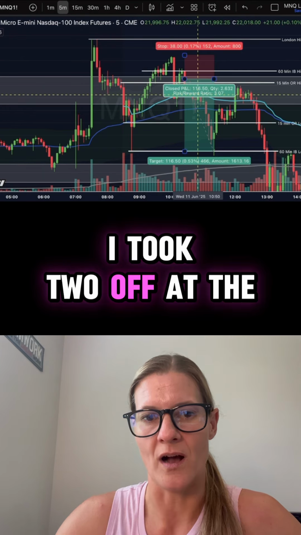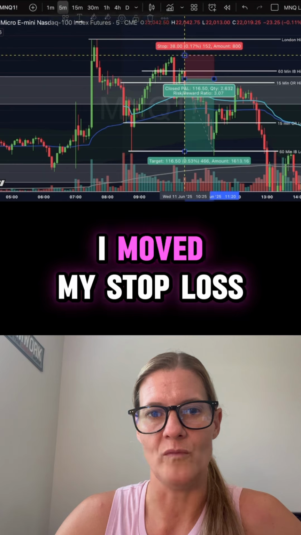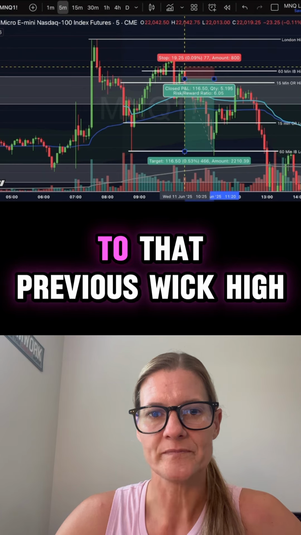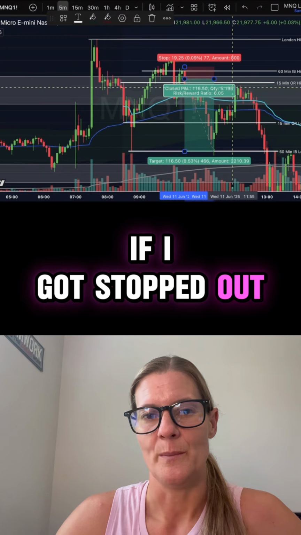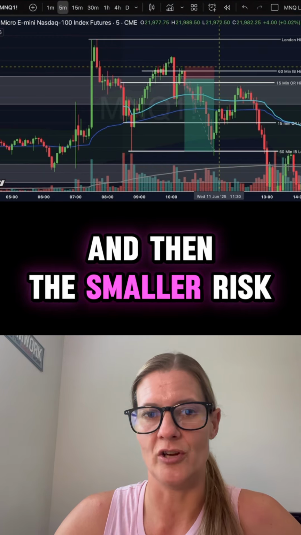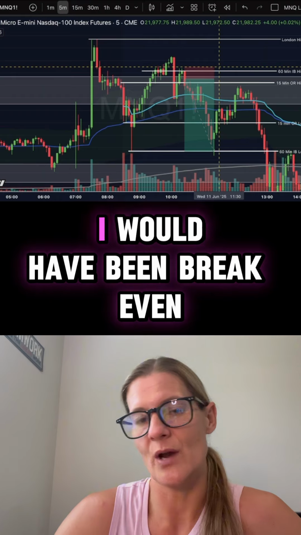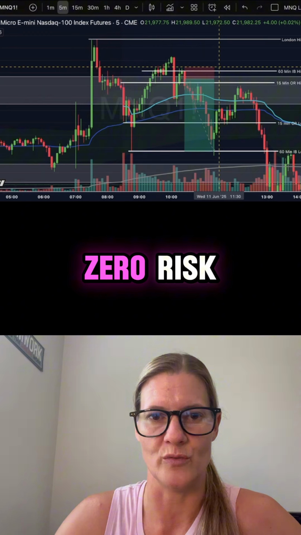I took 2 off at the first VWAP. And then at that point, I moved my stop loss to that previous wick high. So now if I got stopped out, between the profits that I had already taken and then the smaller risk on my stop loss, I would have been break even. If I was wrong on the idea, I would have gotten out with 0 risk.